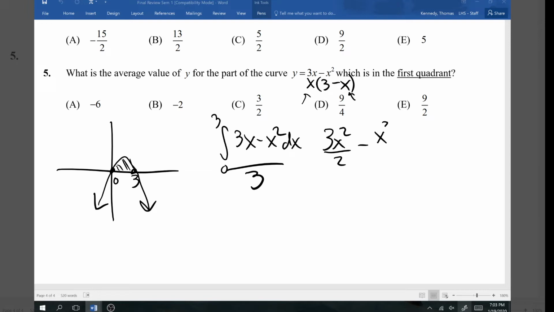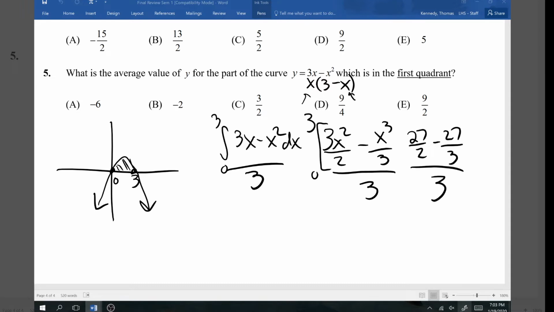minus x cubed over 3 all over 3, and I'm plugging in 0 and 3. This isn't too bad to plug in because 0 just gives us 0, so we just get 27 over 2 minus 27 over 3, over 3. So some cheaty shortcuts. This is just 13.5 minus 9 over 3, which is 4.5 over 3, which is 1.5 or 3/2, which is an equivalent fraction.